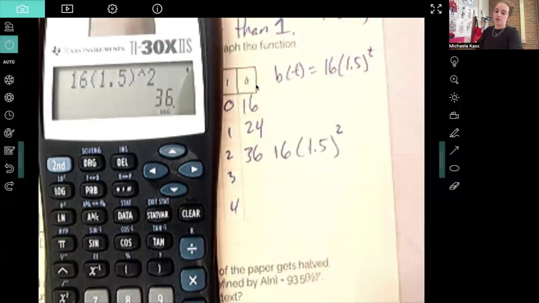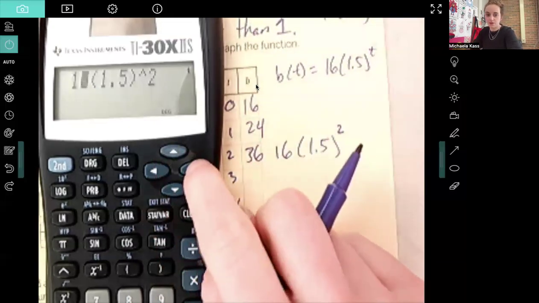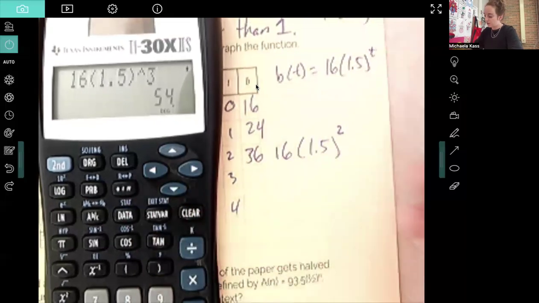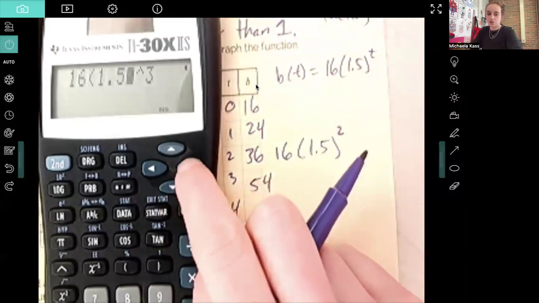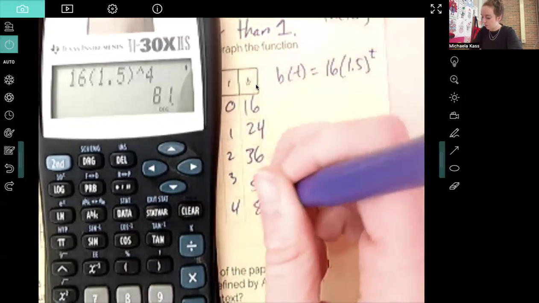I'm going to do the same thing, but now replace 2 with 3. So now I'm going to go up here. Again, change this to a 3. You can retype it. That's fine. We get 54. And one more final step. Change that 3 to a 4. Push enter. We get 81.